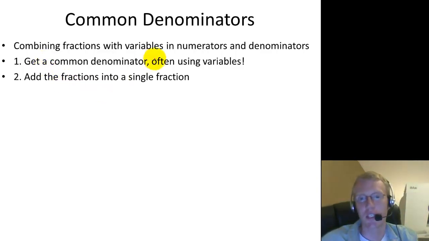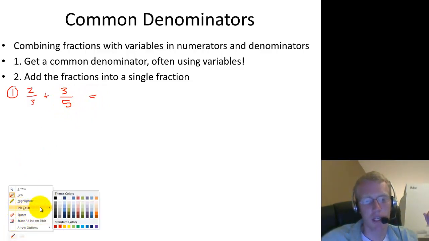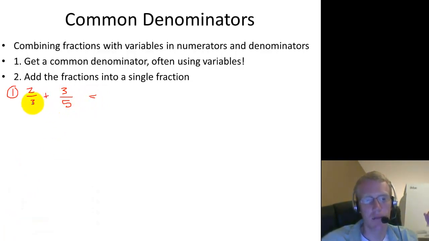The thing that makes it tricky is now we're going to look at some that have variables. So I'll do a couple of examples here. First, let's look at one where there's no variables, just to remind you how to do a common denominator. So let's do 2/3 plus 3/5. You'd have a common denominator between a 3 and a 5. To find the lowest common denominator, you have to see what number these both go into, and the answer is 15.